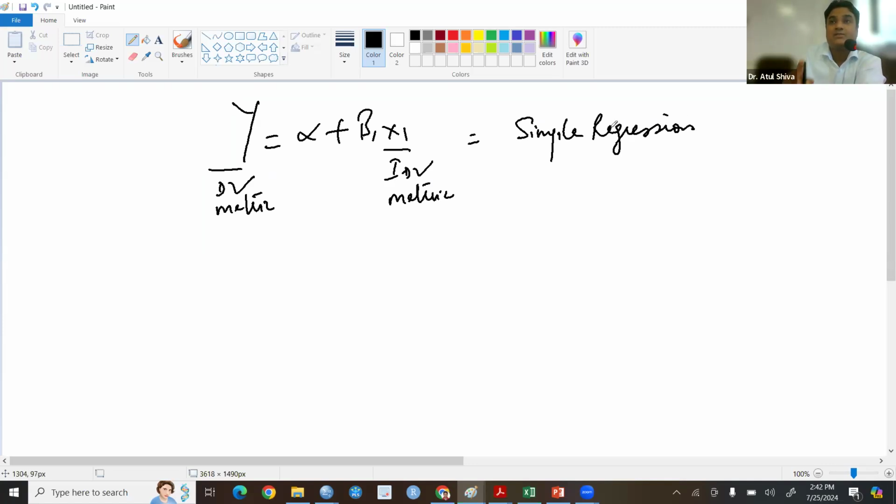Then the tool which is applicable is simple regression. Simple regression means one IDV. Let us say customer satisfaction is the independent variable and customer loyalty the dependent variable. You will apply simple regression.